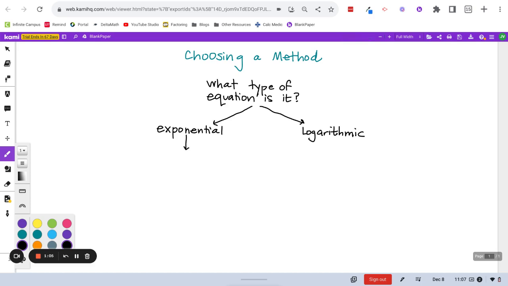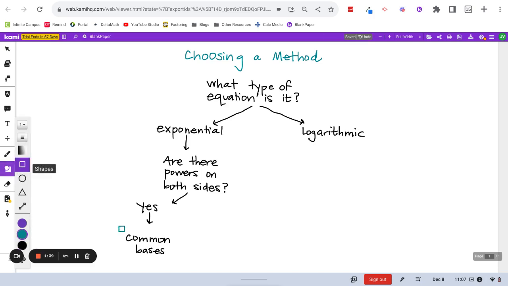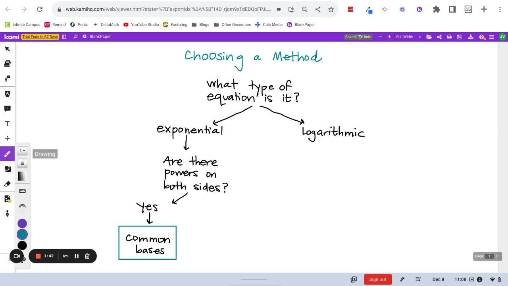So if it's exponential, are there powers on both sides? Because if there's powers on both sides, we want to look for common bases, right? Because then we can cancel those powers, right? That was our very first method that we studied. So common bases is one method, and it's great when you have powers on both sides.